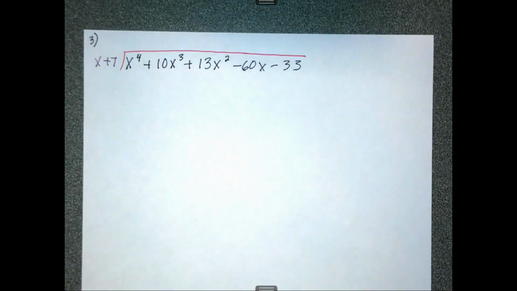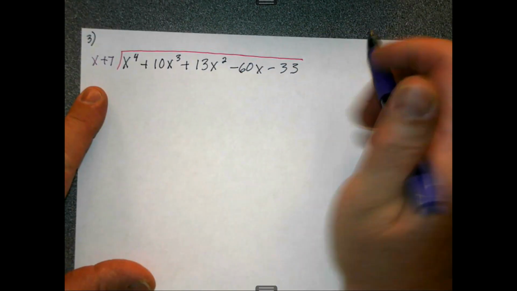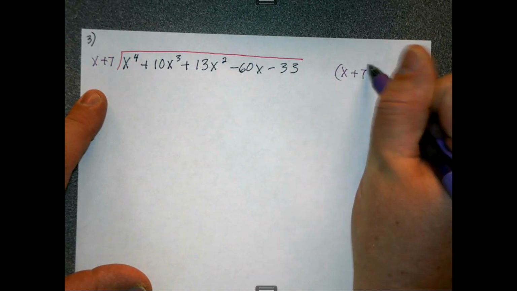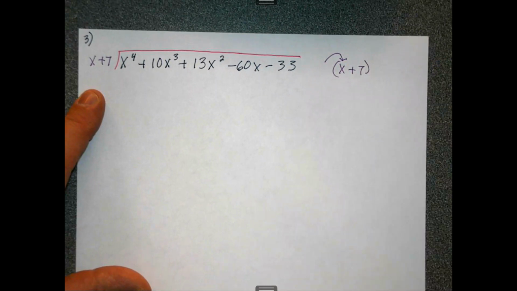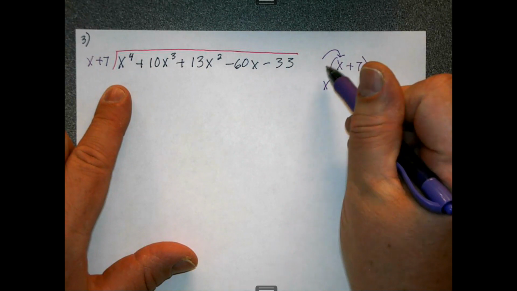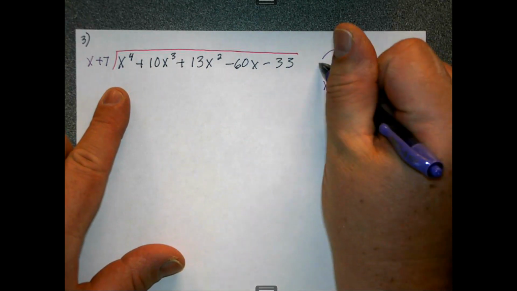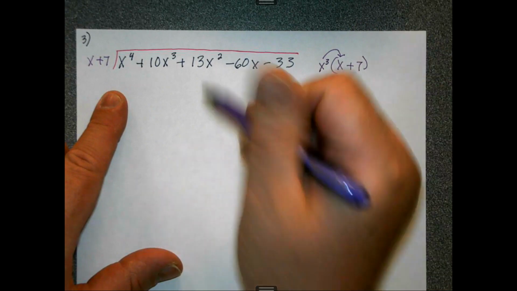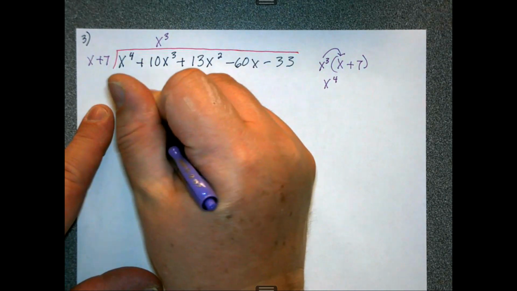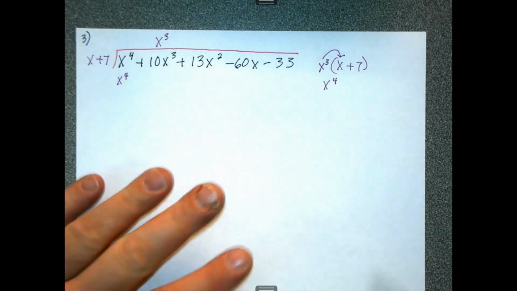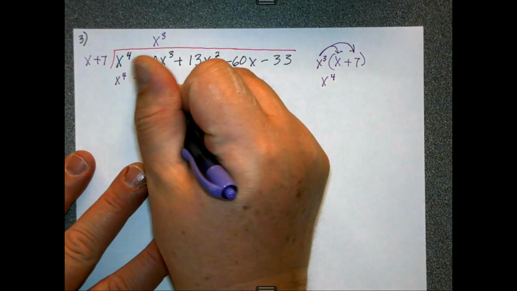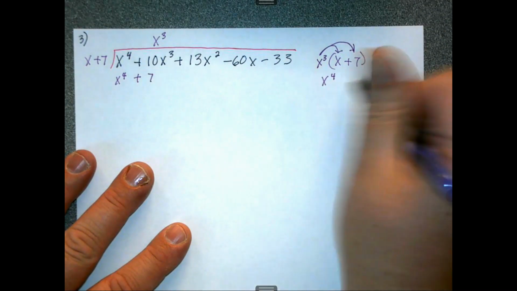Okay, so I'm going to multiply x plus 7 by something to give me x to the fourth, right? X cubed, right? So x cubed. It gives me my x to the fourth. Okay, x cubed times 7, 7x cubed, right?